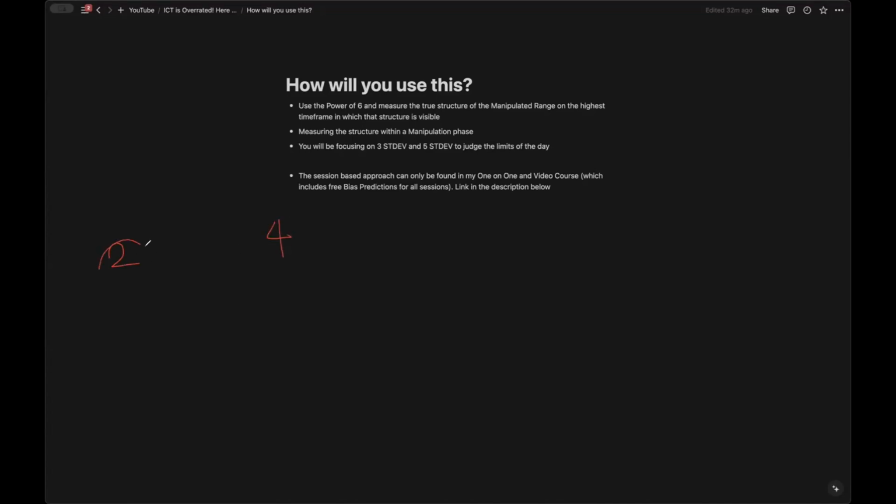Yes, you can use 2, but that's for session stuff. But you're also not going to be using 4, because what the hell is that? 4 does not make sense, as you know by now, right? You're going to be using 1, 3, and 5. 3 standard deviations and 5 standard deviations. You will see that price will form the high or low either at 3 or at 5.